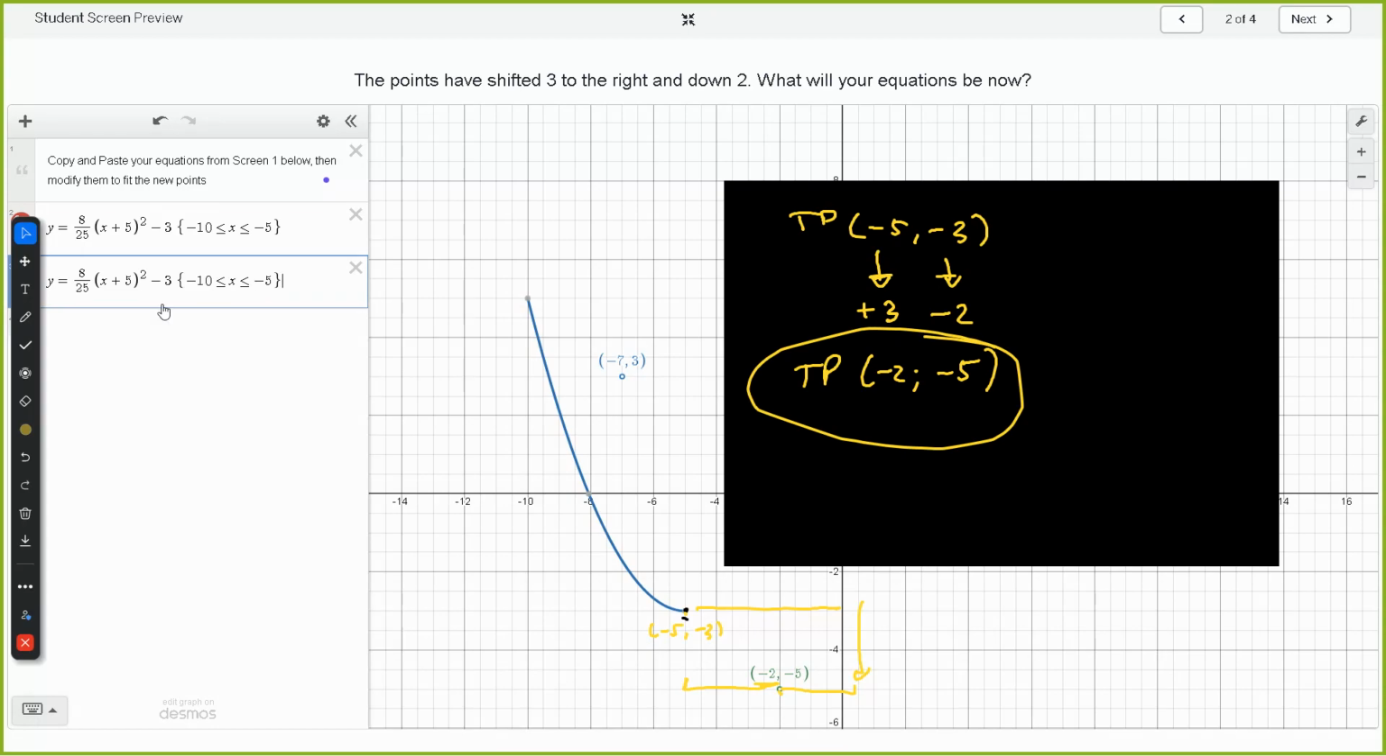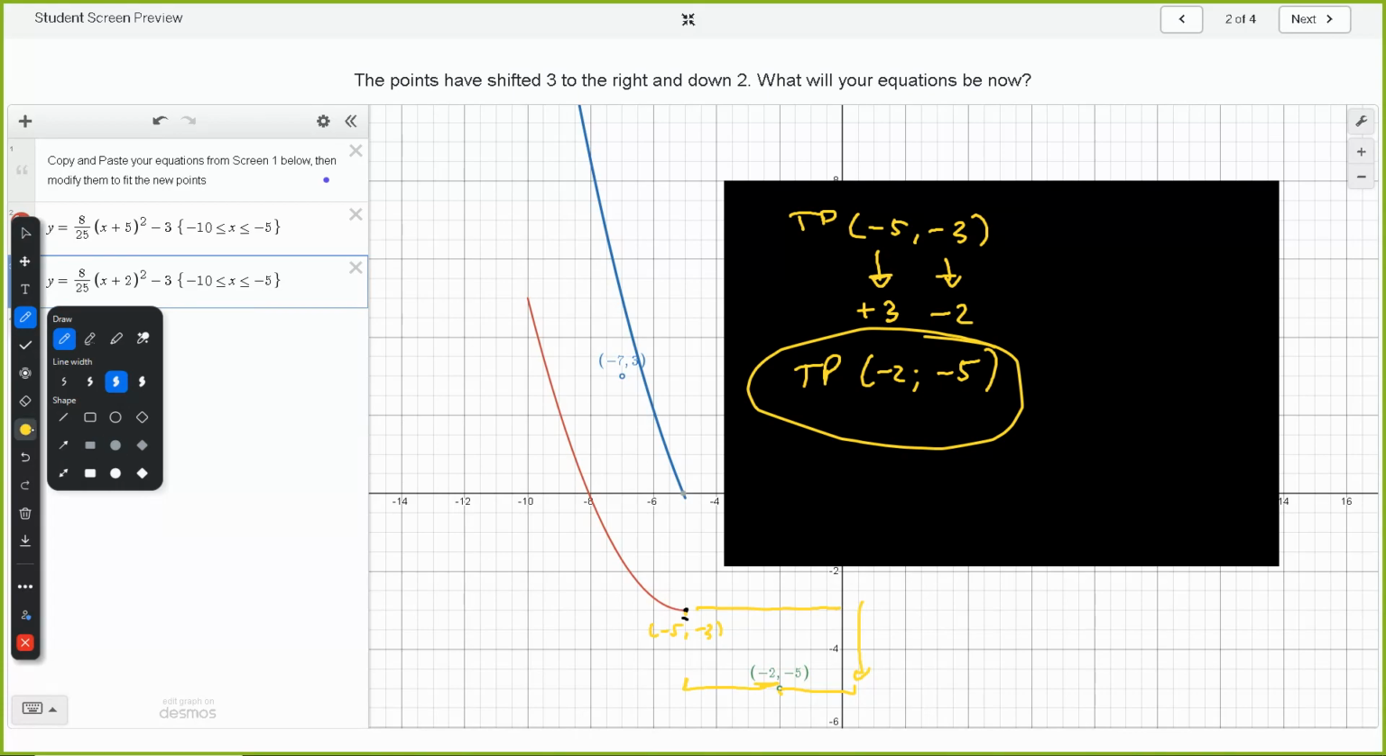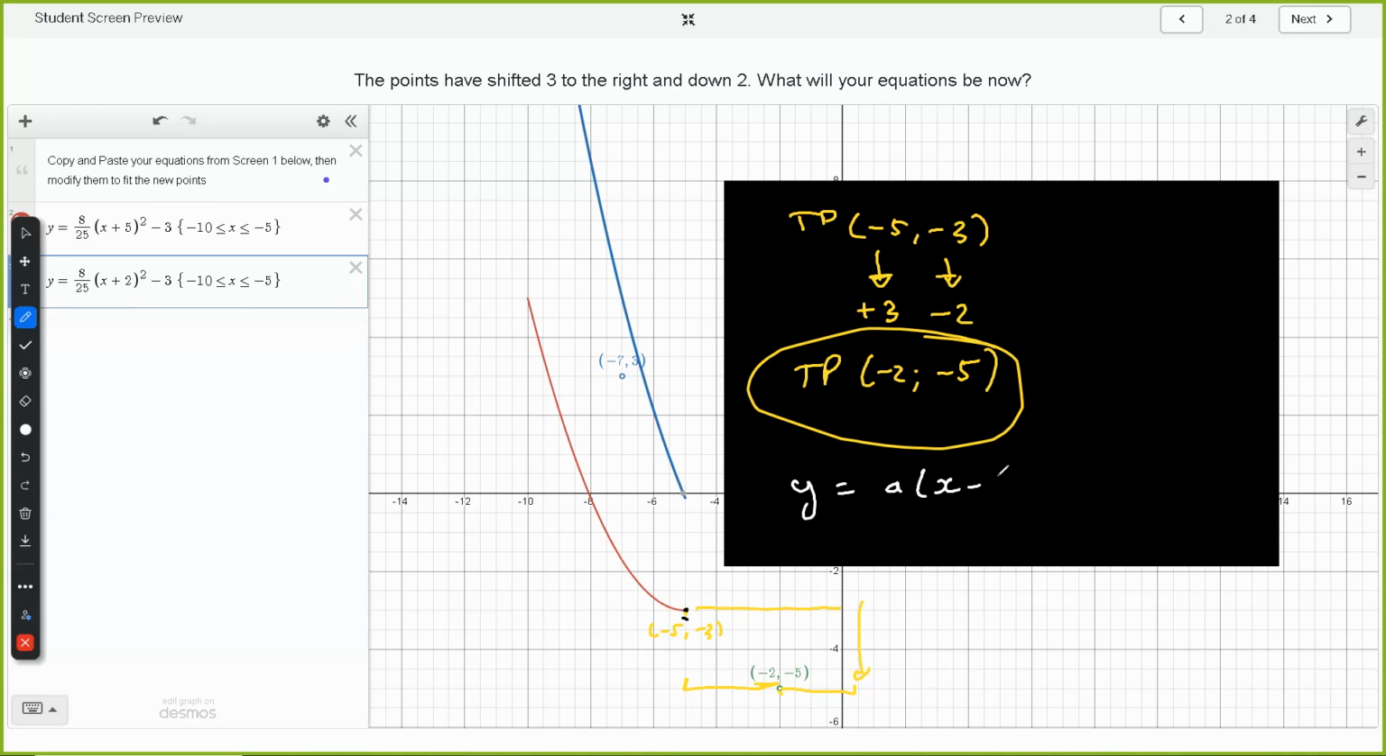I'm going to paste another equation in here so that I can make this my working graph. So I got x plus 5. I want to change it into -2. Remember, it becomes +2 because the p-value changes into the opposite sign. And remember, the turning point for this equation, this is y equals a (x minus p) squared plus q, where that's p and q. So then y equals a (x plus 2) squared minus 5.